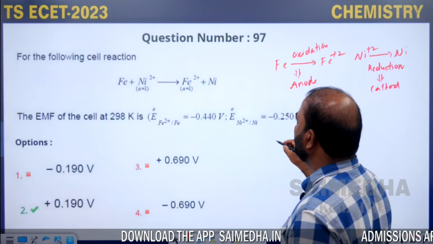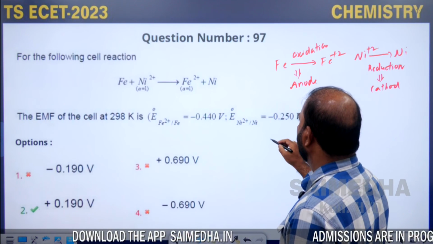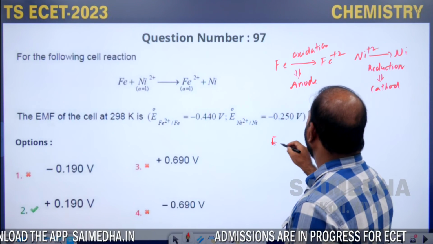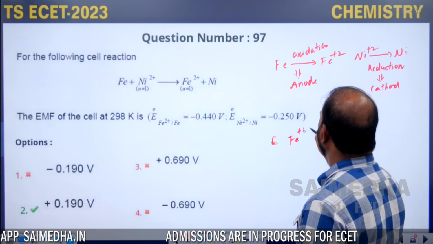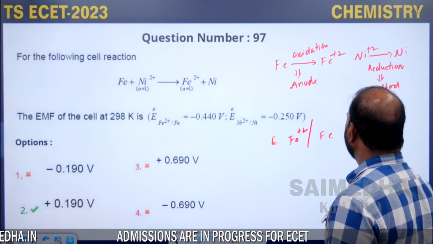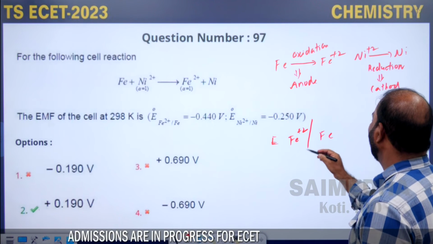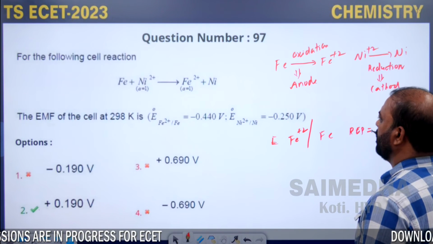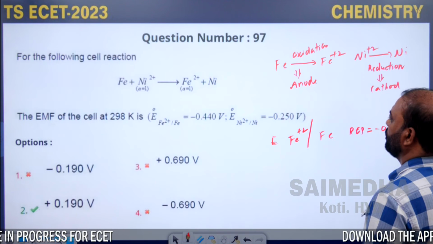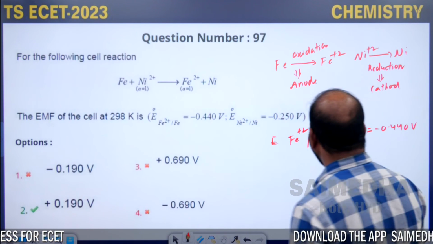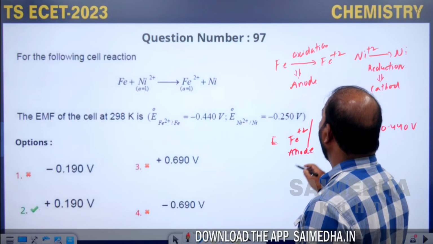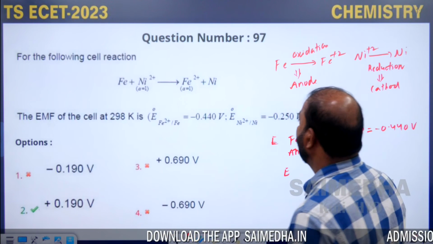So the metal that undergoes reduction is selected as what? A cathode. Now iron is anode and nickel is cathode here. So here he has mentioned the EMFs. For Fe2+ to Fe, it is reduction, so the reduction electrode potential is equal to how much here? Minus 0.440 volts. That is for Fe, the anode.